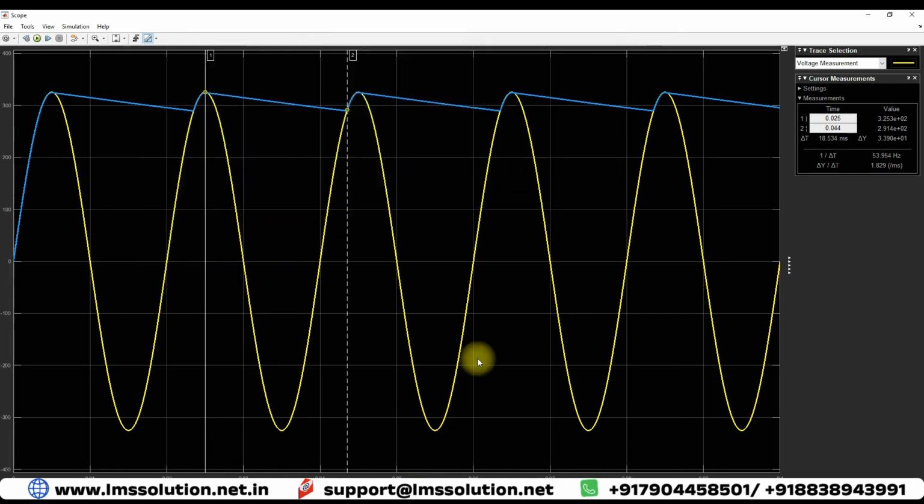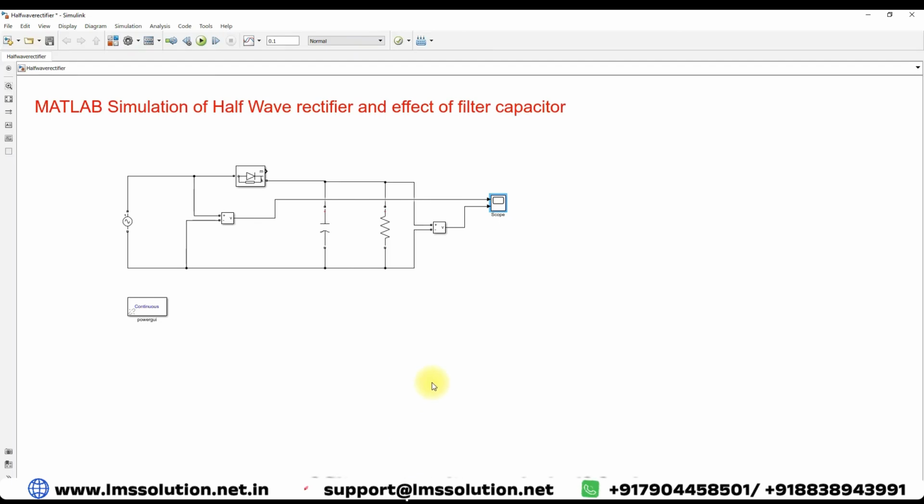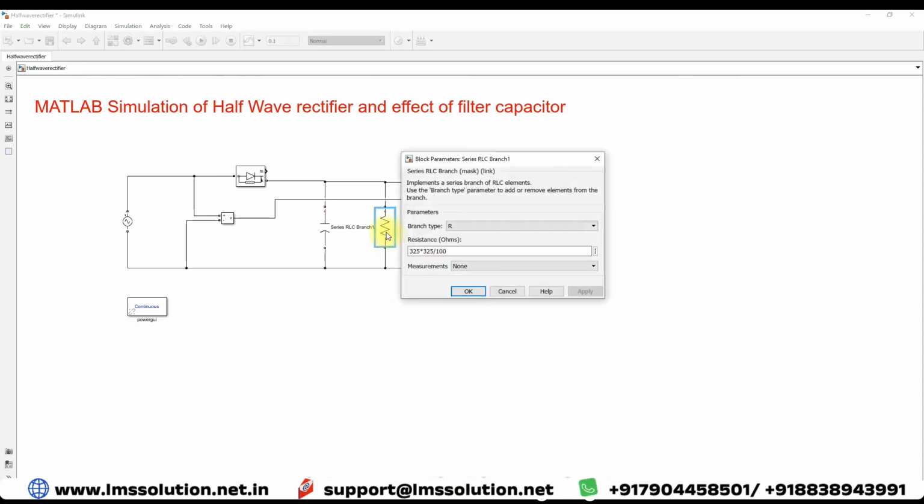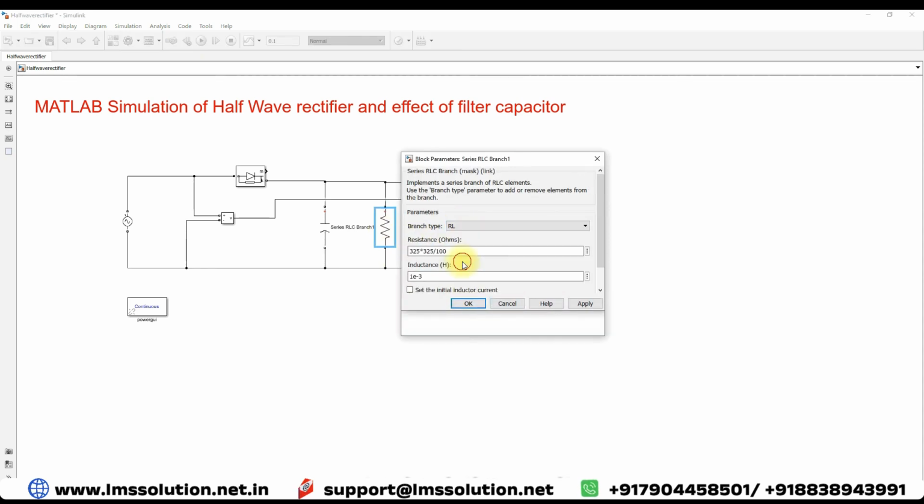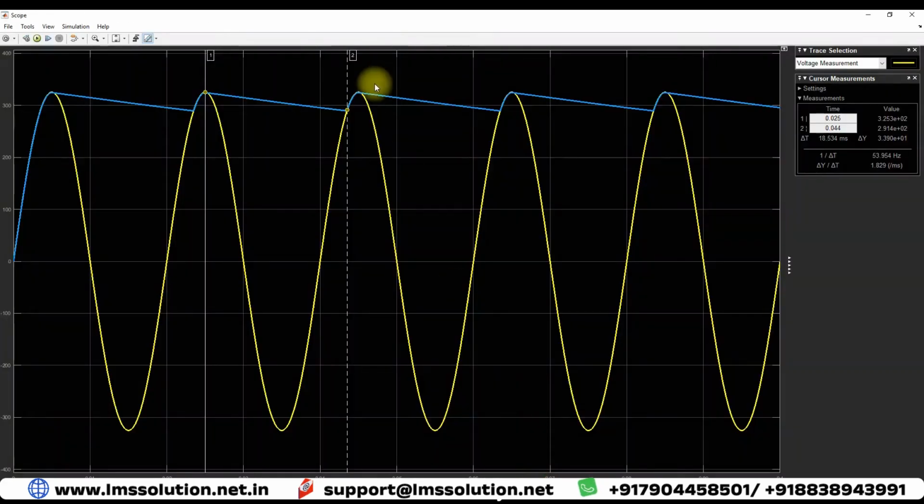So this is the working of this model. That means this is the effect of filter capacitance in a half wave rectifier with the R load. Let me now add an RL load, and then you have to check the result. So I am going to use 6 millihenry, and then I am going to simulate this same system. So here also you are getting the same kind of output, there is no change in the output voltage.